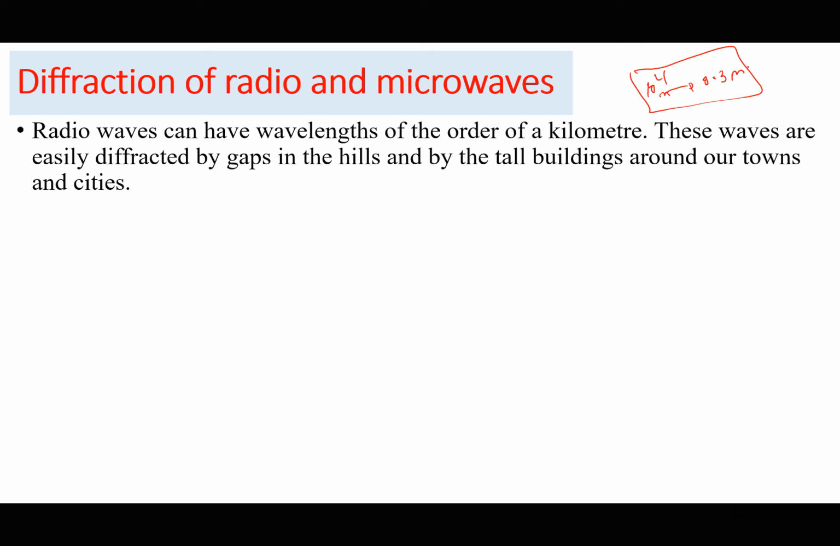This is a large wavelength, so radio waves can easily undergo diffraction around apertures or between gaps because radio waves have a bigger wavelength. So radio waves can easily undergo diffraction because we can come up with large apertures for diffraction of radio waves to occur. These waves are easily diffracted by gaps in the hills and by the tall buildings around our towns and cities. That's why radio waves are used in radio communication.